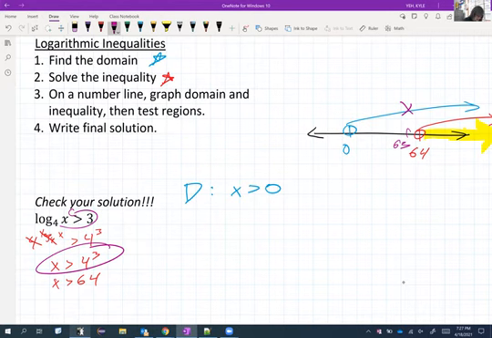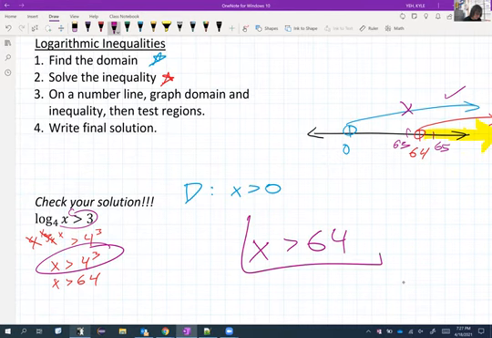But if I plug in 65, is 65 greater than 4 cubed? Greater than 64? Yes, it is. It seems like we got the correct region, x greater than 64. And that's me writing my final solution.